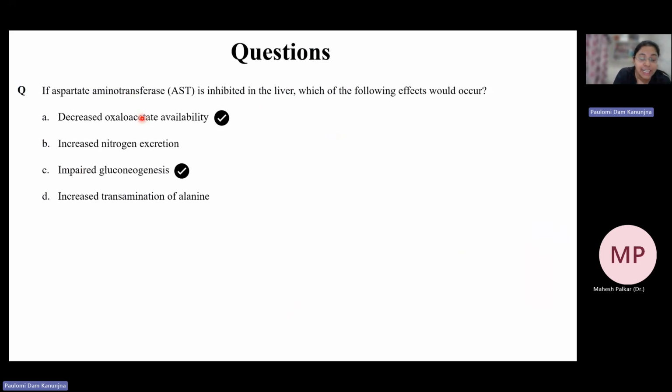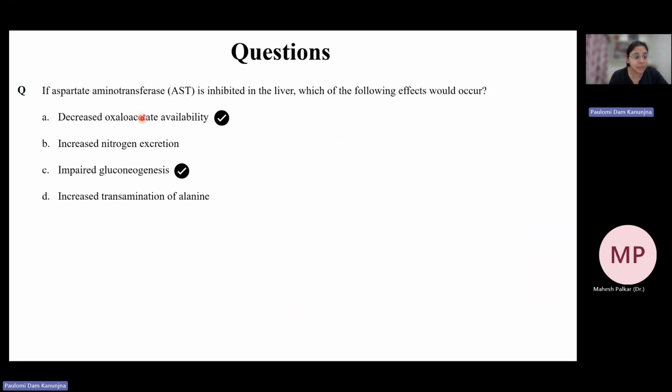Second one is increased nitrogen excretion. Nitrogen excretion is basically ammonia, and ammonia is formed when amino acids get converted by these enzymes. It's not getting converted here, so you cannot have increased excretion. The third one says impaired gluconeogenesis. Yes, we know oxaloacetate has a role in gluconeogenesis, so if it is decreased, your gluconeogenesis is also impaired.